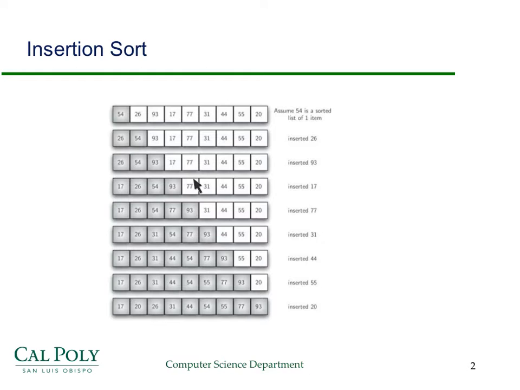The next item is 77. We compare 77 to 93. It's less than 93, so we slide the 93 over. It's greater than 54, so we put the 77 where the 93 was. And we just keep doing that until all the items in the list are in sorted order.